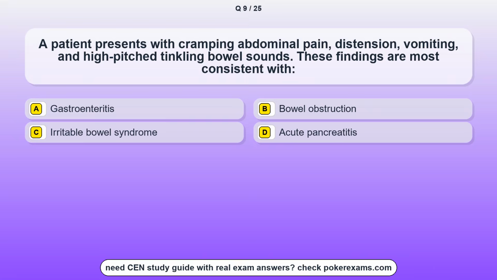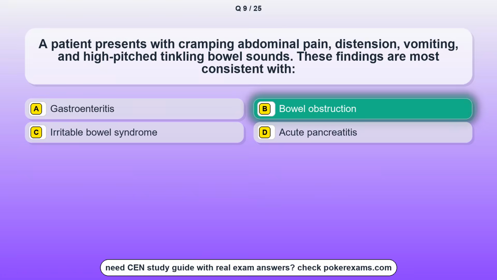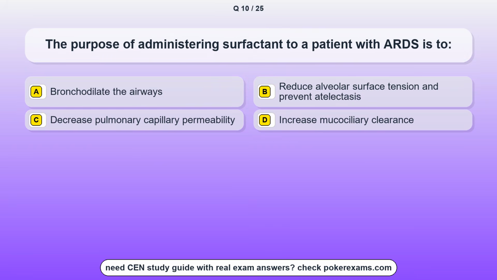Question 9. A patient presents with cramping abdominal pain, distension, vomiting, and high-pitched tinkling bowel sounds. These findings are most consistent with: Option A. Gastroenteritis. Option B. Bowel obstruction. Option C. Irritable bowel syndrome. Option D. Acute pancreatitis. The correct answer is option B. Bowel obstruction.